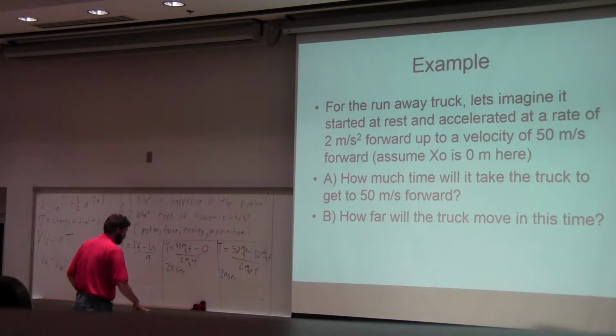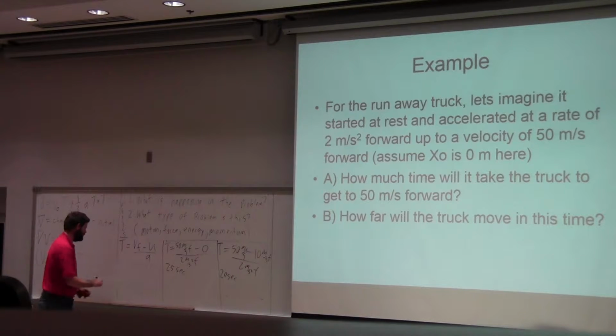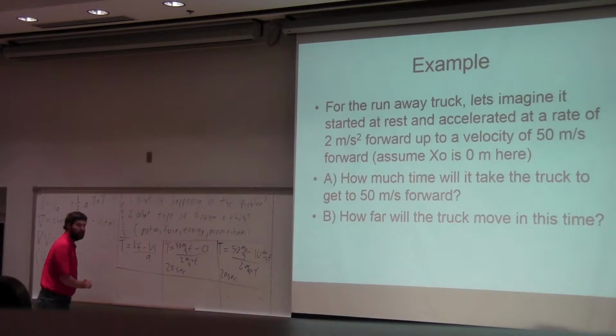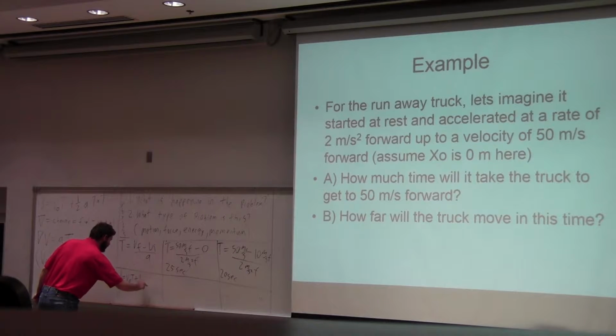Okay. Now, for the distance, we're going to have the same equation in both cases. D equals V naught T plus 1/2 A T squared.